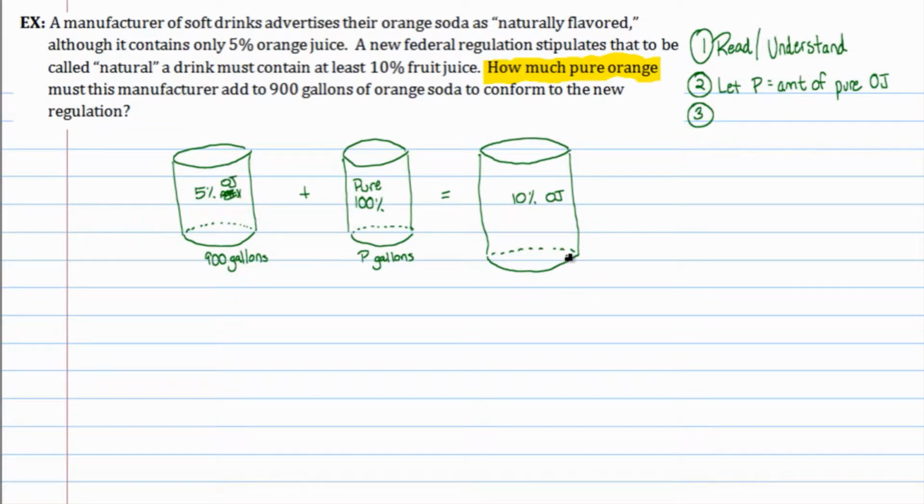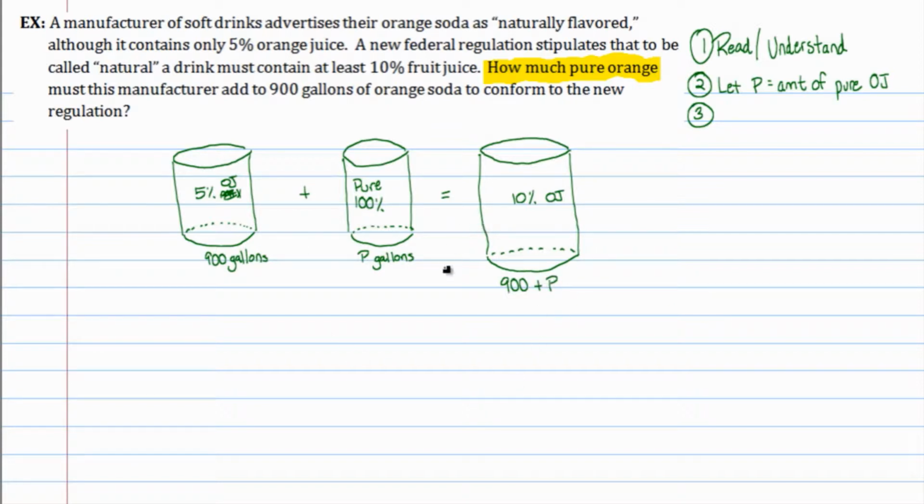And the amount of gallons in this vat, this mix in the end, should at least be the 900 that we started with, right? Because we were taking all these 900, and then in that we're also mixing an extra P amount, so plus an extra P.